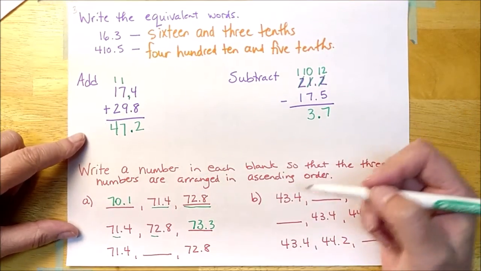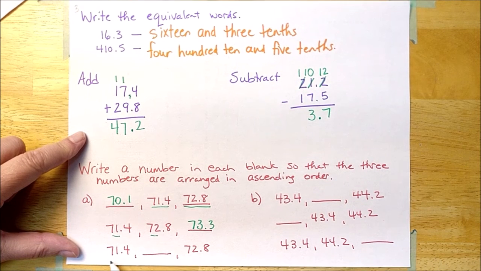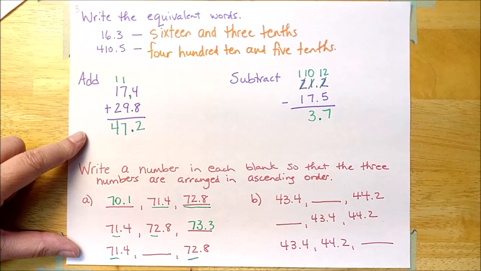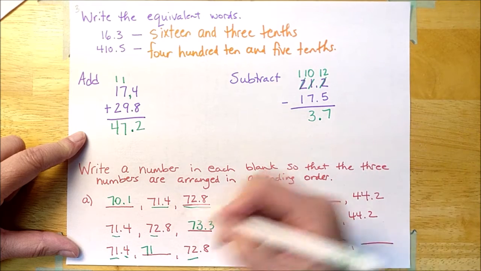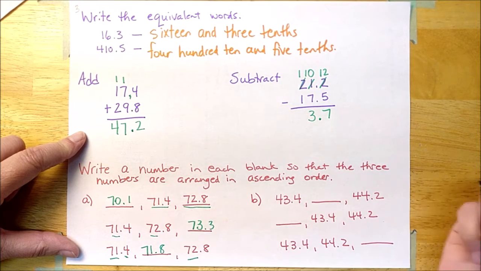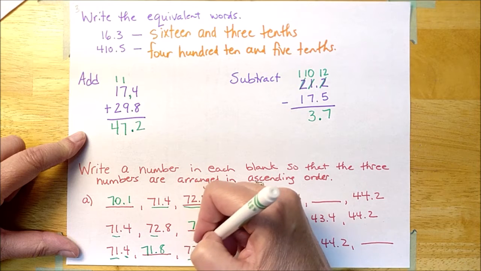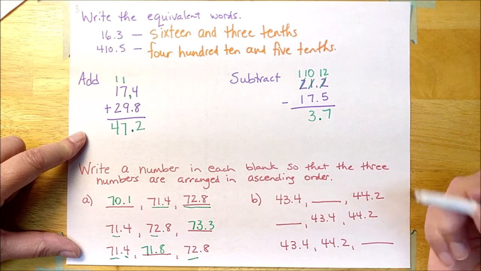It's larger than 72. So here I have to come up with a number between 71 and 72. Well, I could do 71 or 72. I think I'll go with 71, and I have to be bigger than 4/10, so I'm going to go with 8/10. So 71 is less than 72, so that one works.